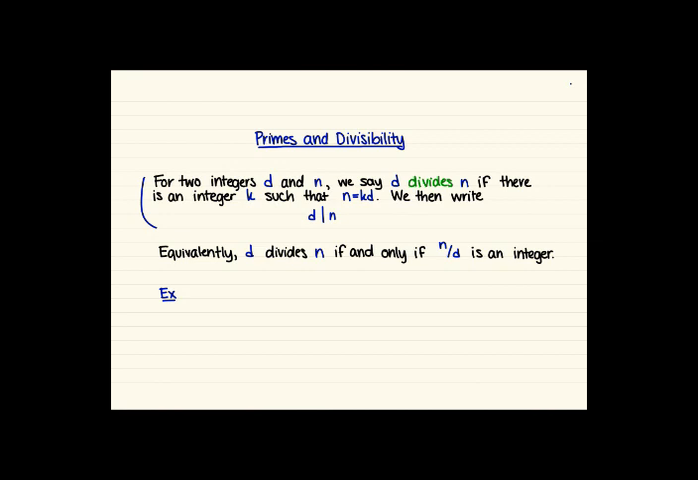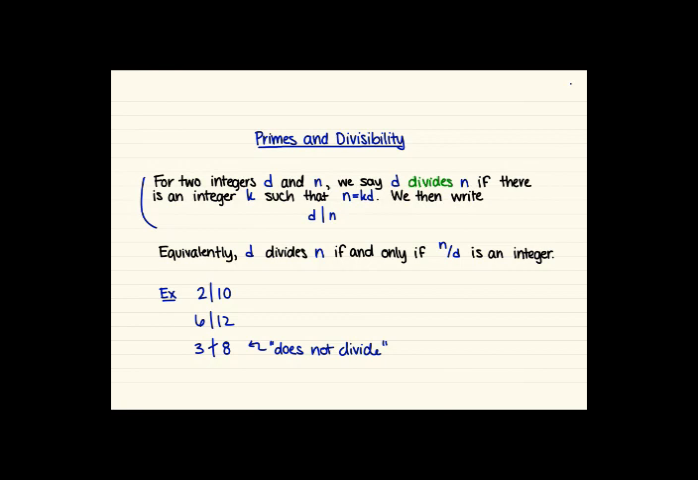So for example, 2 divides 10, since 2 times 5 equals 10, where 5 is that integer k here. 6 divides 12, since 6 times 2 equals 12. 3 does not divide 8. This notation here means does not divide, so we just put a little cross through that vertical line to mean not.